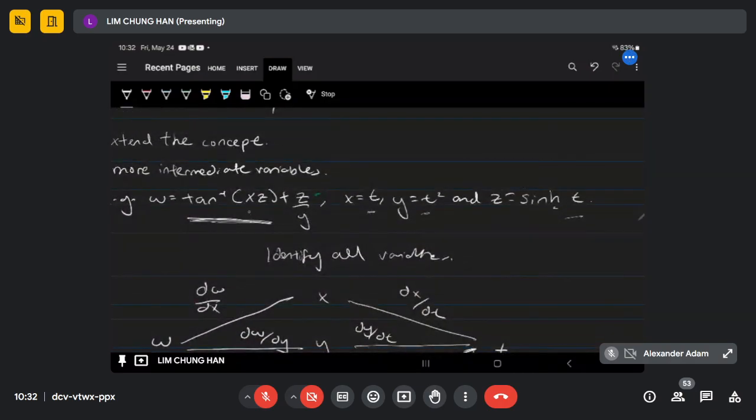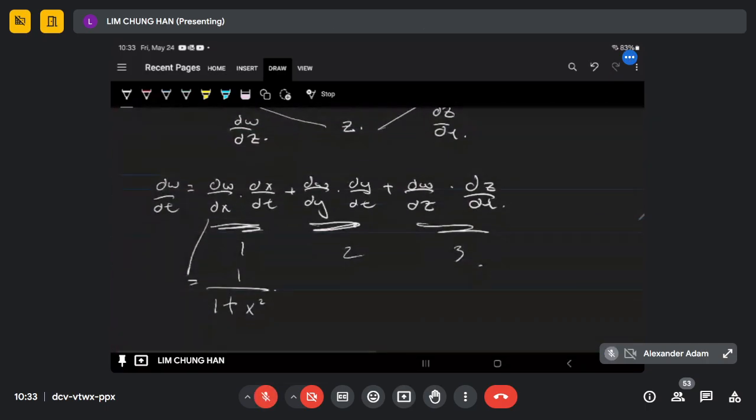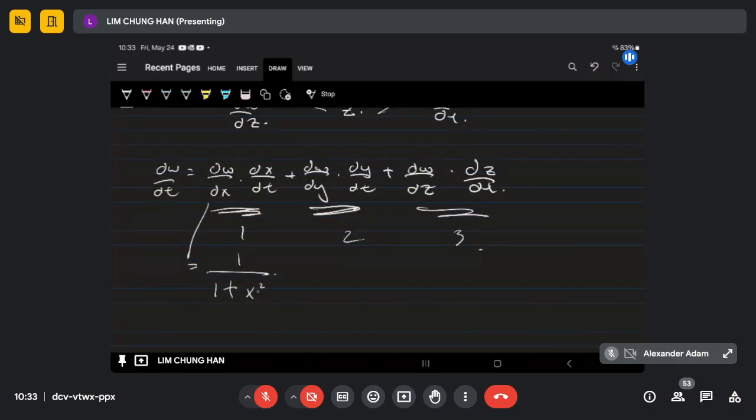So wait, x squared or xz? X squared, right? Oh, right. Okay. What was the formula last time? Quick, Google for me. Arctan x, what do you get? Oh, x squared, huh? Okay. So that means it must be 1 over 1 plus x squared z squared.